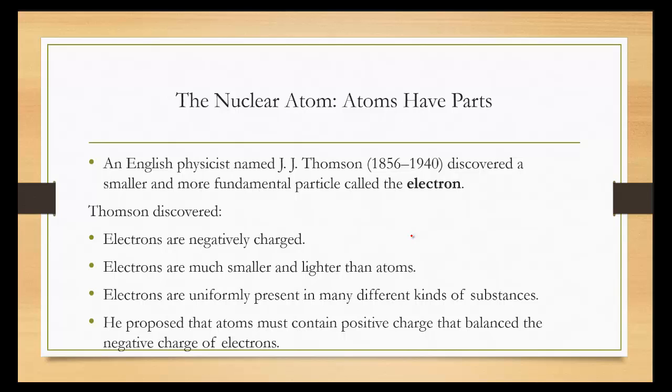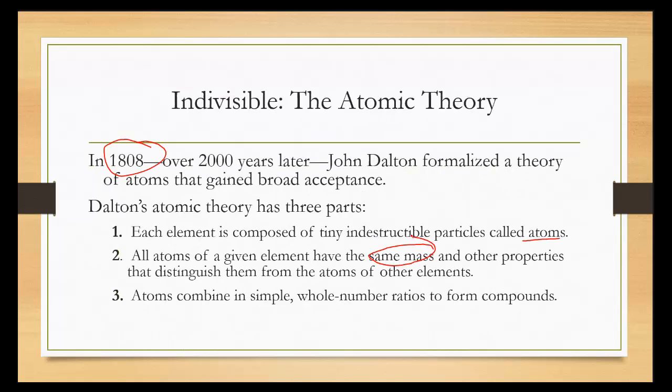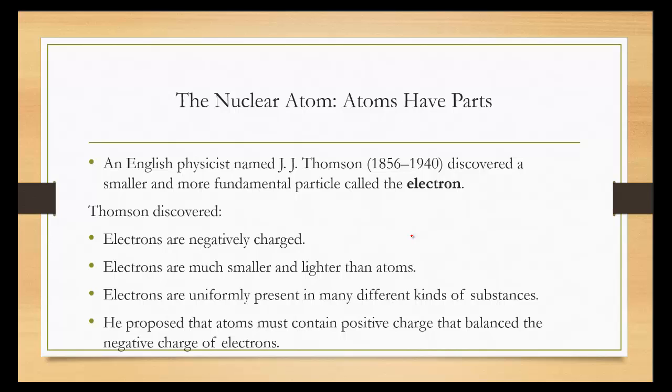An English physicist named J.J. Thomson, 1856 to 1940, so not far after John Dalton, discovered the smaller and more fundamental particle called the electron. He stated that electrons are negatively charged and are much smaller and lighter than atoms. Electrons are uniformly present in many different kinds of substances. He proposed that atoms must contain positive charge that balance the negative charge of the electrons.